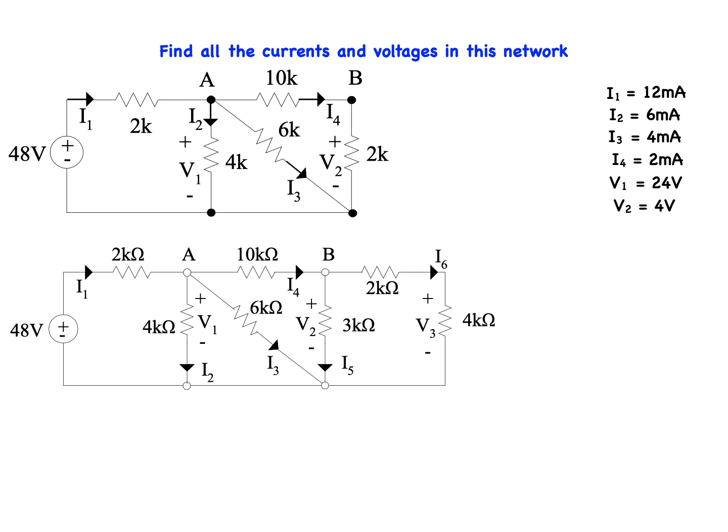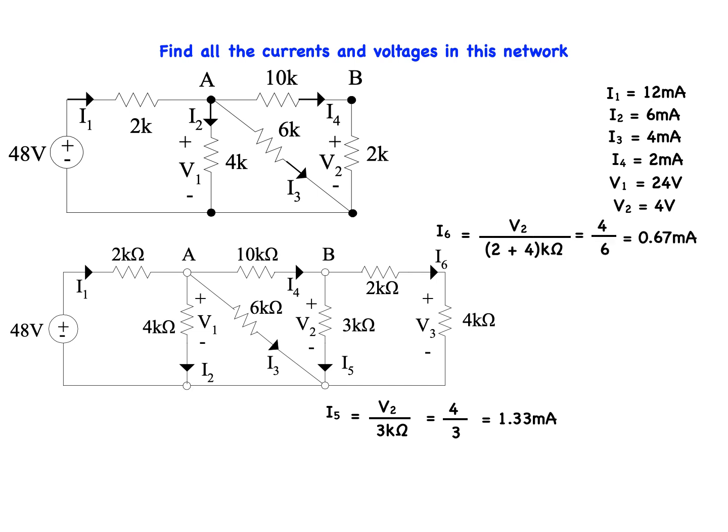Returning now to the original circuit, knowing V2, I5 can be derived using Ohm's law. I5 is equal to V2 divided by 3K ohm, which is equal to 4 divided by 3, which is equal to 1.33 milliamps. Also, I6 is equal to V2 divided by 2 plus 4K ohm, which is 4 divided by 6, which is equal to 0.67 milliamps.